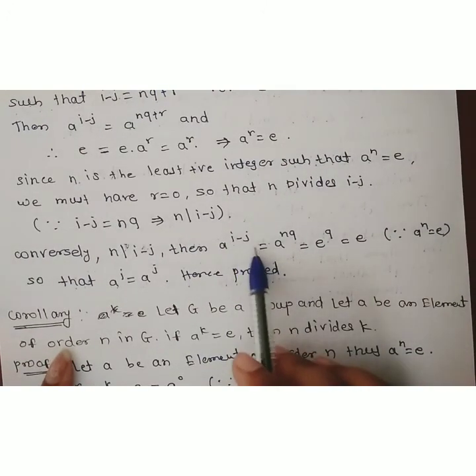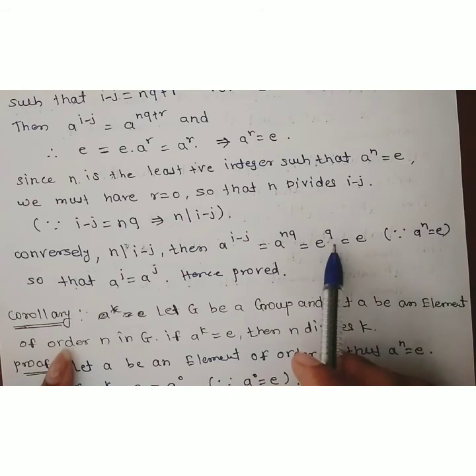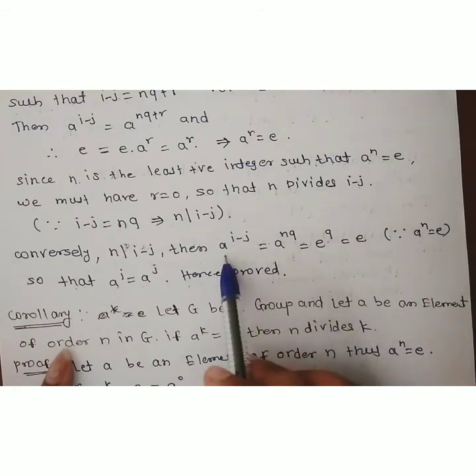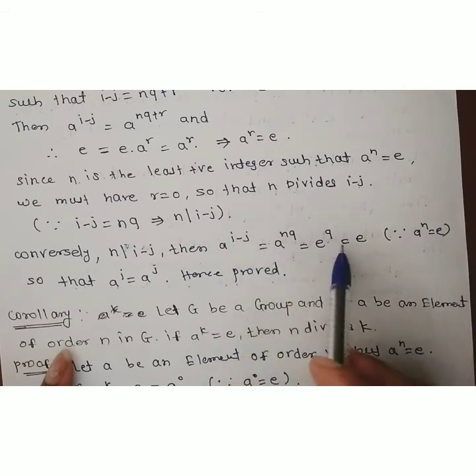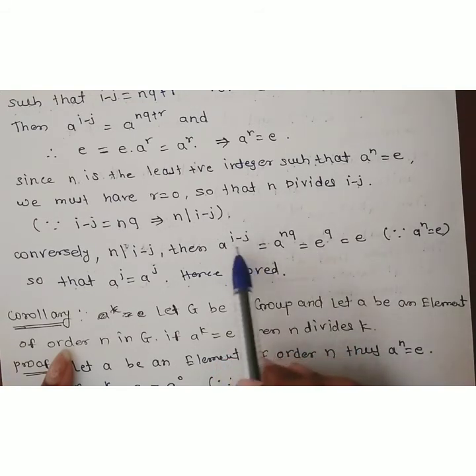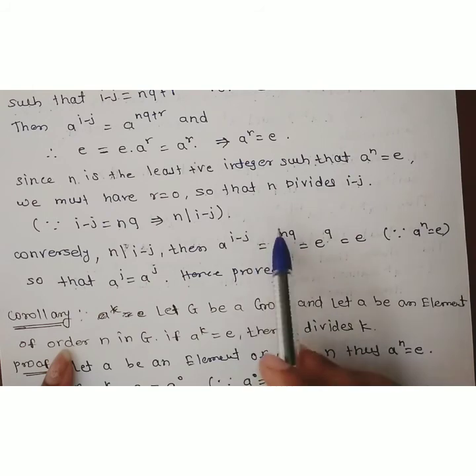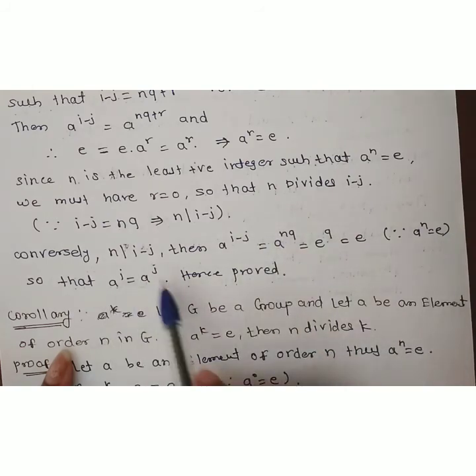Since a raised to i minus j is equal to identity, this can be written as a to the power i into a to the power minus j is equal to identity, and multiplying both sides by a to the power j, we get a raised to i is equal to a raised to j. Hence the proof.